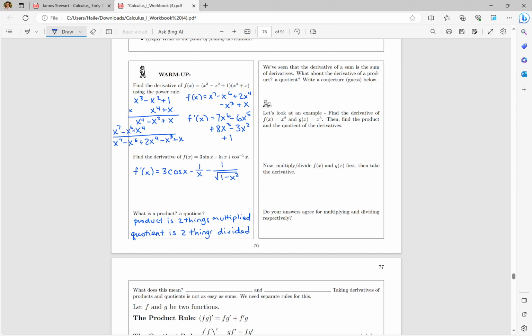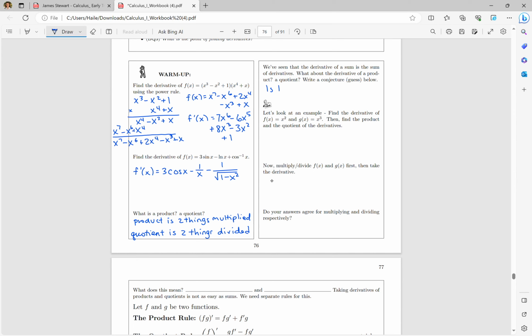Now, let's recall what we've been doing in this unit. We've seen that the derivative of a sum is the sum of the derivatives. So maybe we conjecture that the derivative of a product is the product of the derivatives, or the derivative of a quotient is the quotient of the derivatives. Maybe that's what we think. So we're going to ask that question.